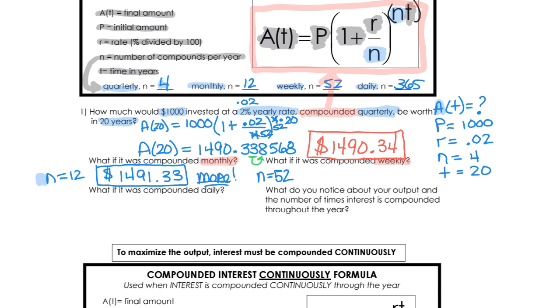All right, and I'm going to type it in just like I wrote it, okay? Or you can grab what you just typed in, change the 12 to a 52, and we're going to end up with, and I'm going to round in my calculator screen, guys, just for sake of room and time in our notes today, but we have $1,491.71 it would round to.